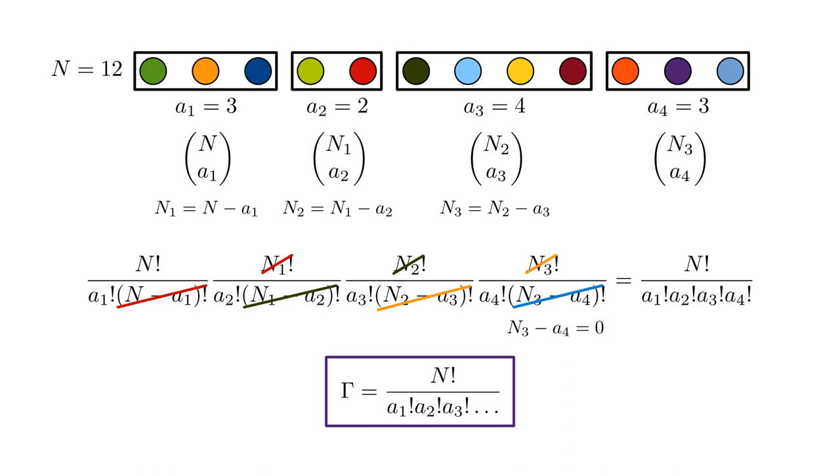We have worked out the number of ways to distribute n balls among any number of boxes, with A1 balls in the first box, A2 in the second, and so on. This number is gamma equals n factorial over A1 factorial times A2 factorial, etc. Now, we want to apply this result to count the atomic states of an ideal monatomic gas.